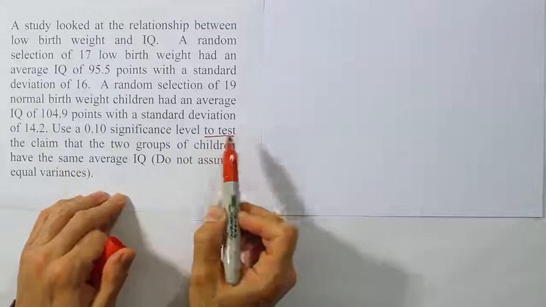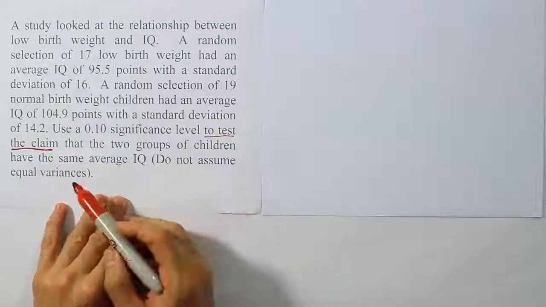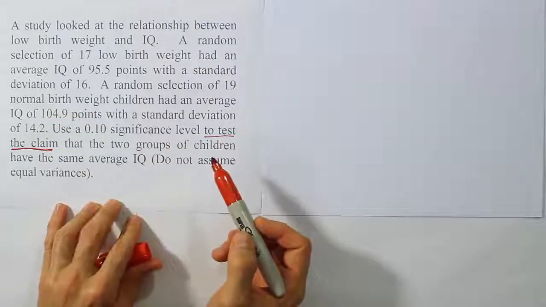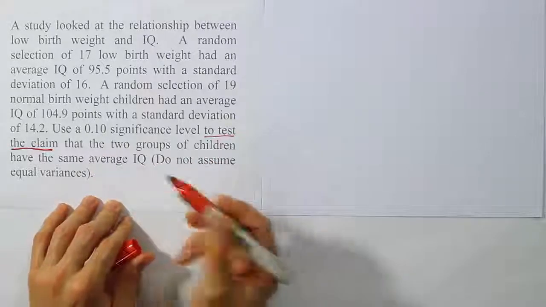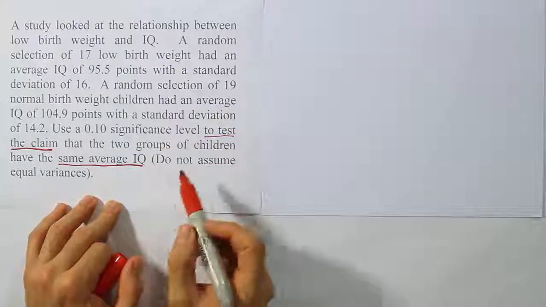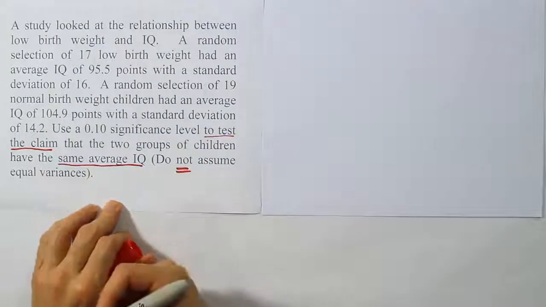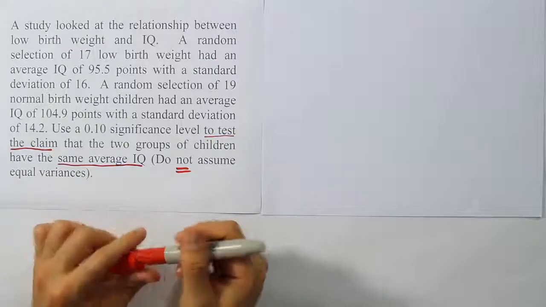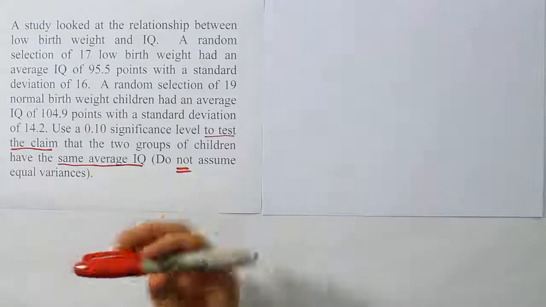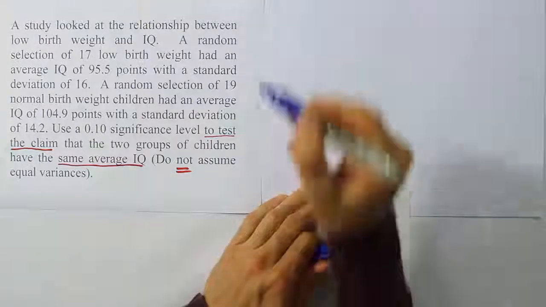So we want to test the claim that the two groups of children have the same average IQ. Okay, so we're basically saying that the two groups are identical, and they want us to not assume equal variance. So do not assume that we have equal variances in the problem. All right, so first step we're going to do, since we know it's a hypothesis test, is to express the claim symbolically.